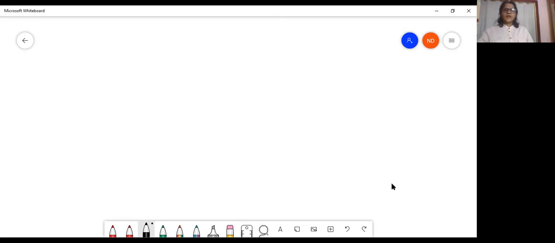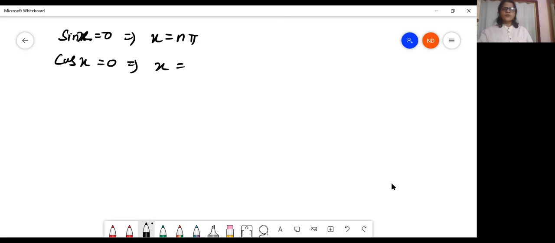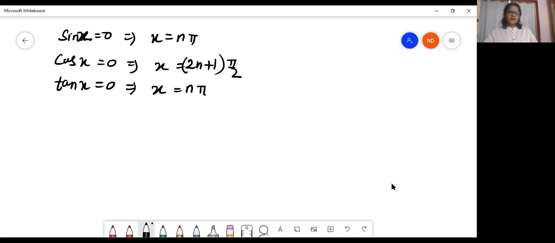Now we have studied the general solution of sin x equal to 0, x equal to n pi, and the general solution of cos x equal to 0, x equal to 2n plus 1, any odd number, into pi by 2. Now tan x equal to 0, so the general solution is x equal to n pi. Right? Now sometimes we may be given like this. Suppose for example sin x equal to sin alpha. For example it may be like this, sin x equal to 1 by root 2.